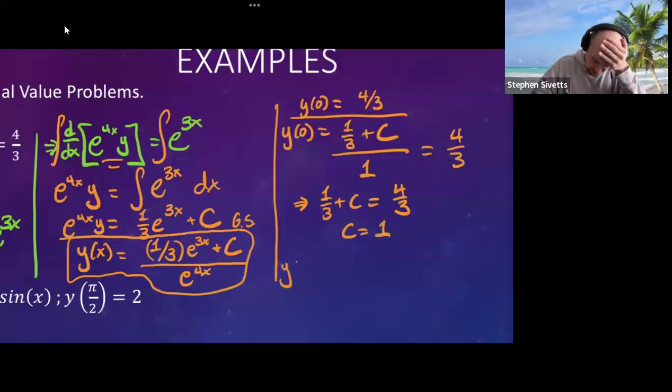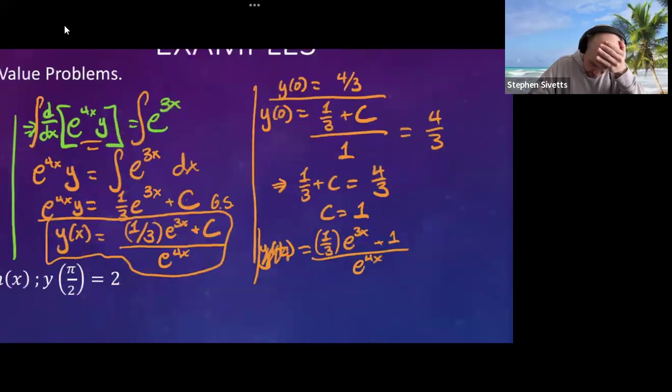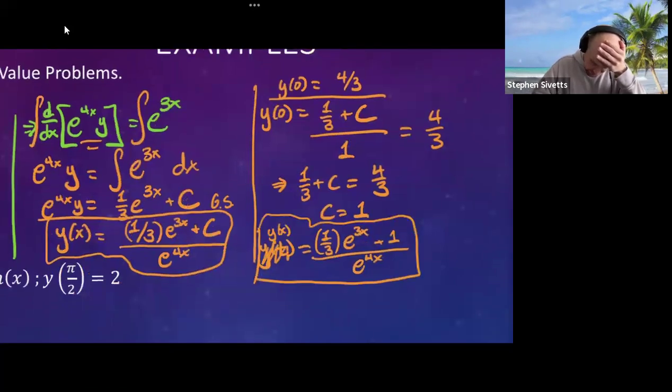And so our particular solution would equal, I'll just write it out like this, 1/3 times e to 3x plus 1 over e to the 4x. Oh, this should be y of x. Okay, y of x. So that's your answer.